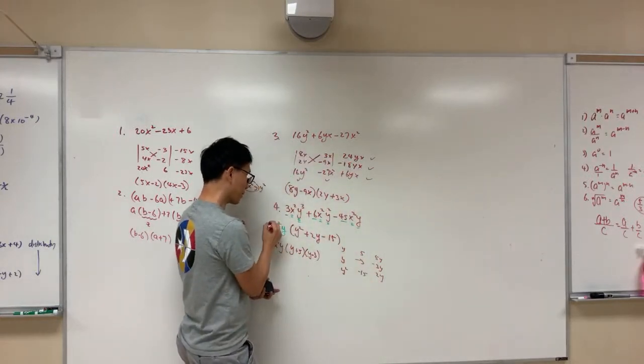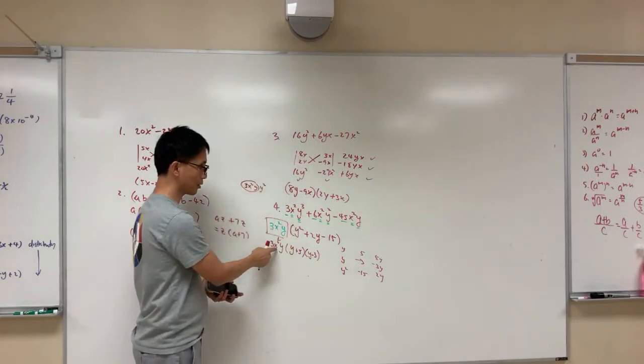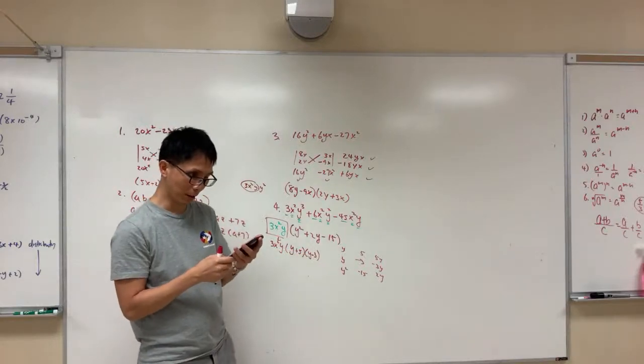But don't forget about this part though. This part needs to translate to the final answer. So it's 3x squared y times y plus 5 times y minus 3. And that's the final answer.